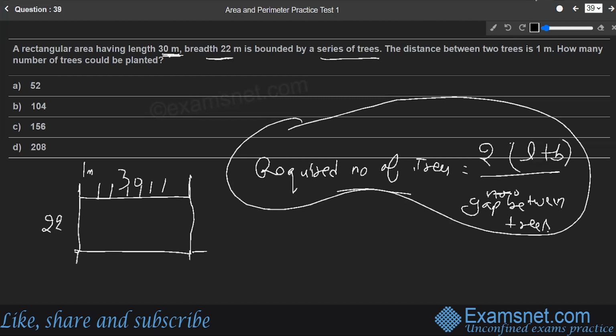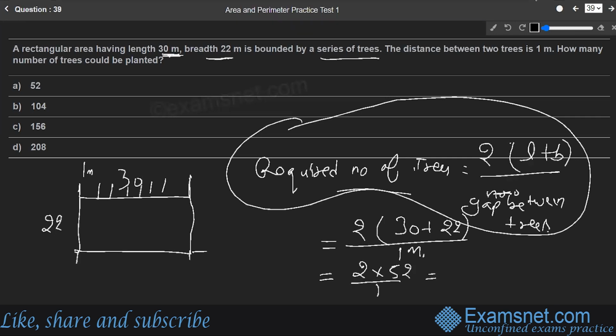If we use this formula, we get the number of trees as twice of (length 30 plus breadth 22) divided by the gap between trees, which is 1 meter. If we solve this, 30 plus 22 is 52. So it's 2 into 52 divided by 1, which is nothing but 104. So that many trees will actually be required to be planted so that the length of 30 and breadth of 22 can be created. Let's see where this is available. It is available in option number B, so that becomes the right answer.